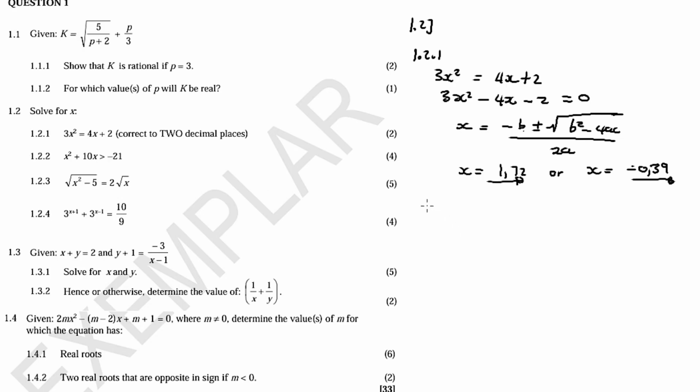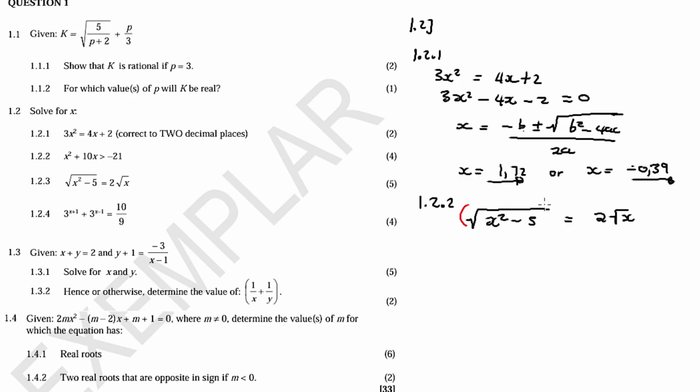Then 1.2.2. The square root of x squared minus 5 is equal to 2 square root x. This is a surd equation. So we'll square both sides so that we get rid of our square roots. With a surd equation, that's the first mission: get rid of our square roots.